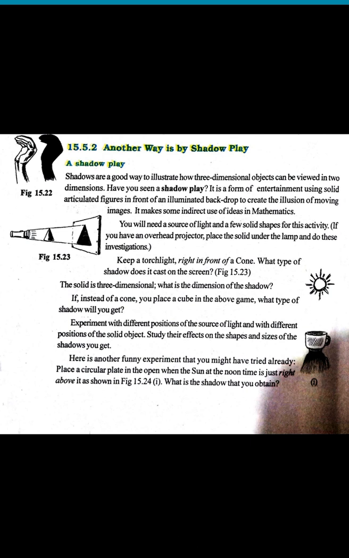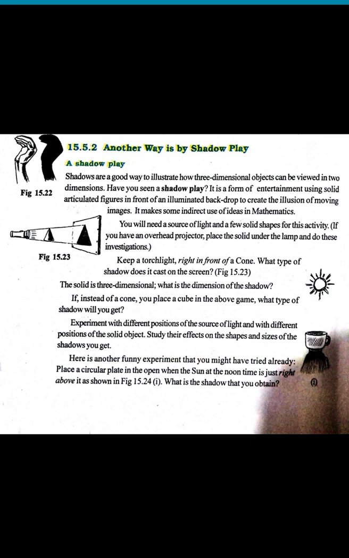Shadows are a good way to illustrate how three-dimensional objects can be viewed in two dimensions. So, the second way is the shadow play. Now, which is the third way? It's by looking at it from certain angles to get different views. These are the three ways of viewing a solid object. I hope it's clear to you.